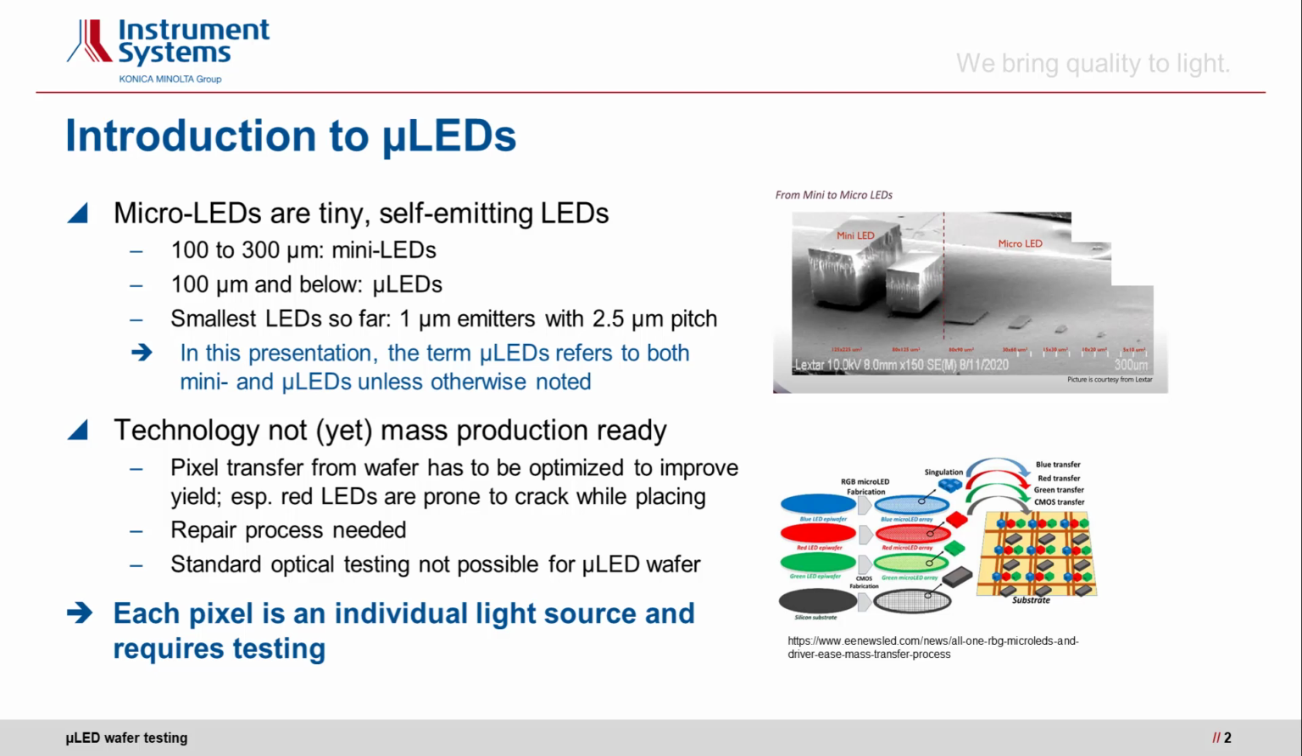Micro-LEDs are tiny self-emitting LEDs. Typically in sizes between 100 to 300 micrometer, we call them mini LEDs. And for sizes of 100 micrometer and below, we talk about micro-LEDs. The smallest LEDs so far are going down to 1 micrometer emitter size with a pitch of only 2.5 micrometer. In this presentation, I will not make a difference. I will just call both types of LEDs micro-LEDs.